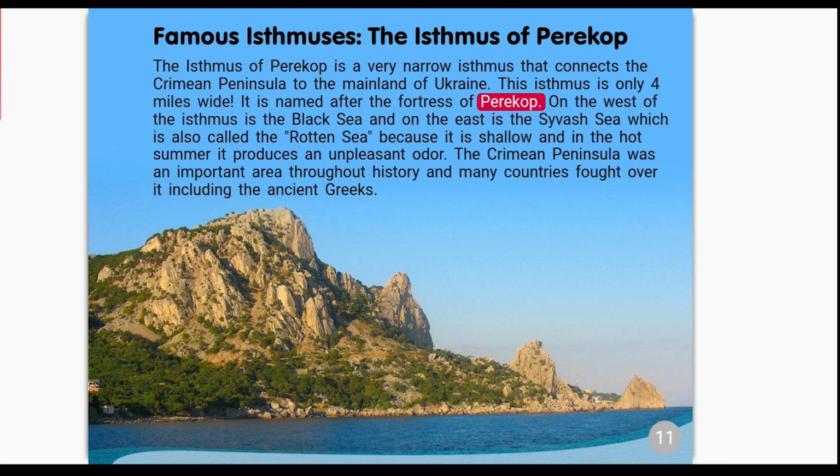On the west of the isthmus is the Black Sea, and on the east is the Svash Sea, which is also called the Rotten Sea, because it is shallow and in the hot summer it produces an unpleasant odor. The Crimean Peninsula was an important area throughout history, and many countries fought over it, including the ancient Greeks.